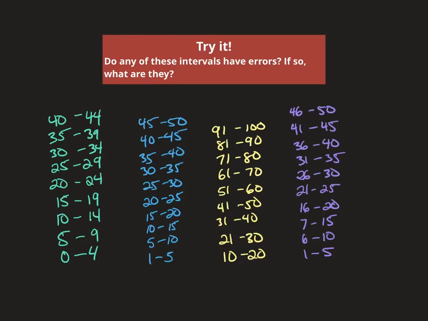Here you have 4 data sets, each represented by a different color. You'll notice that each of these sets of intervals does have close to 10 intervals. So as you're assessing these, focus on whether they are equally sized, that is, each interval is spanning the same number of units, and whether they're moving in intuitive quantities.